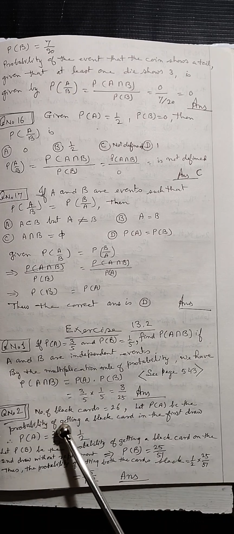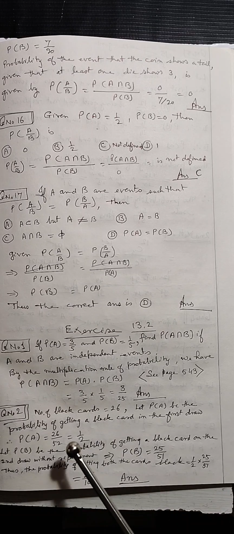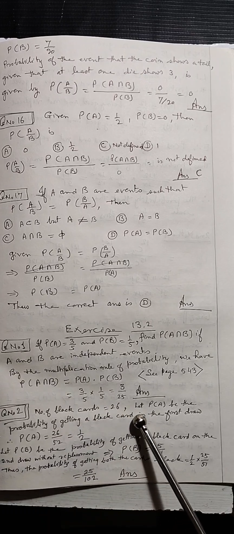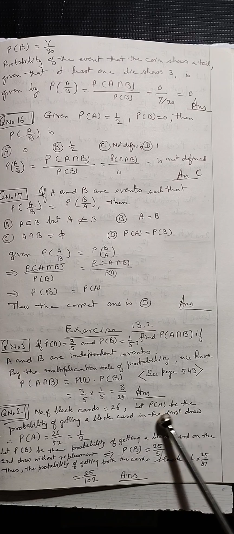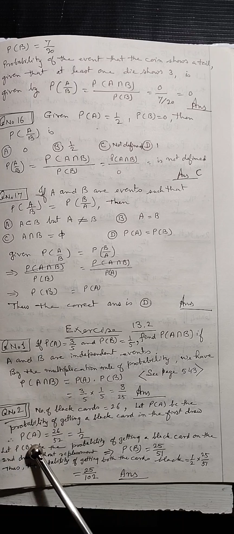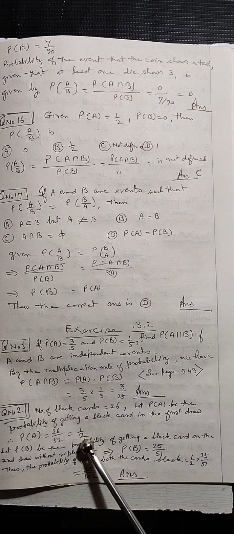Now come to the question number 2. Two cards are drawn at random and without replacement from a pack of 52 playing cards. Find the probability that both the cards are black. अब देखिए, नंबर ऑफ ब्लैक कार्ड 26 होते हैं. Let the probability of A be the probability of getting a black card in the first draw. So the probability of A will be equal to 26 divided by 52. That will be equal to 1 by 2.